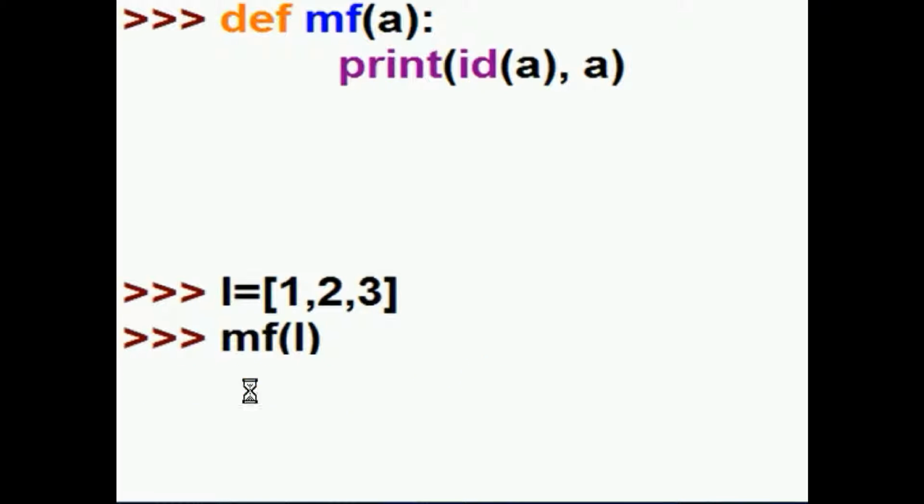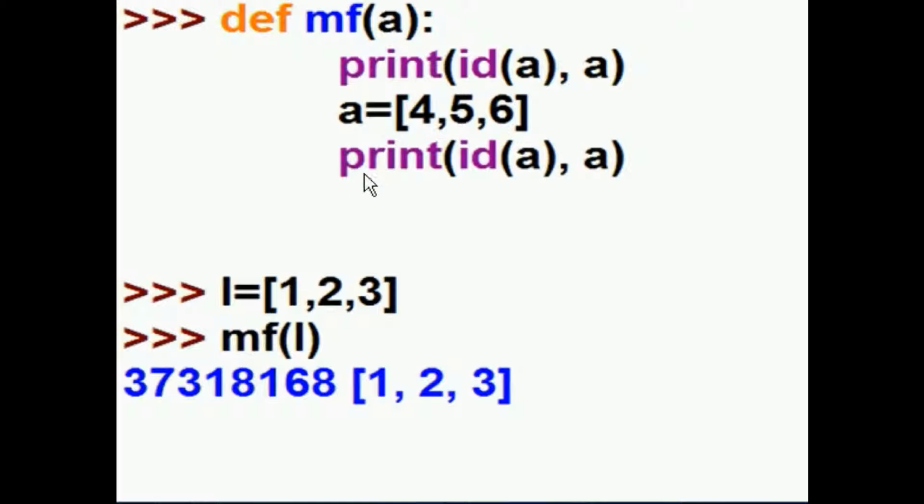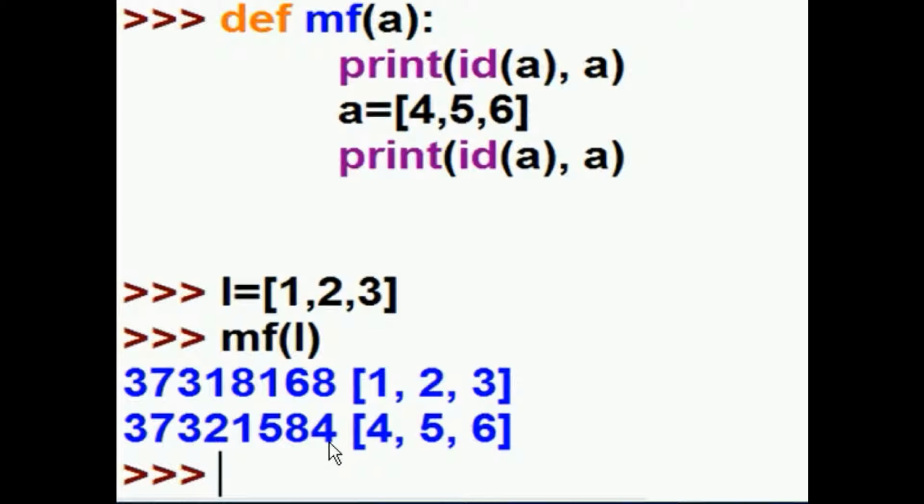That'll show up here. And there we go. Here's the address, here's the data. Next, I assign list 456 to A. Now I print out the ID of A and its data. That will appear here. Different address, different data.